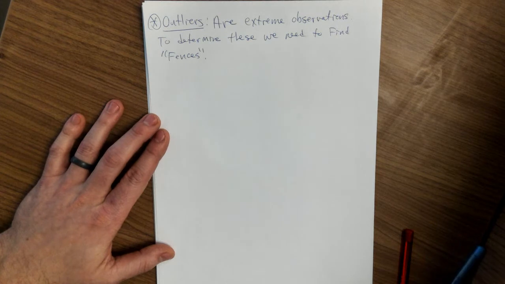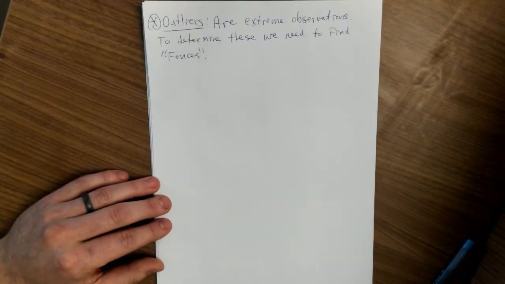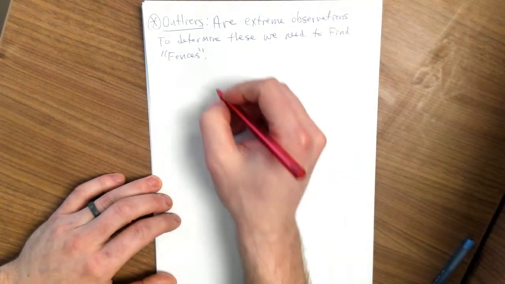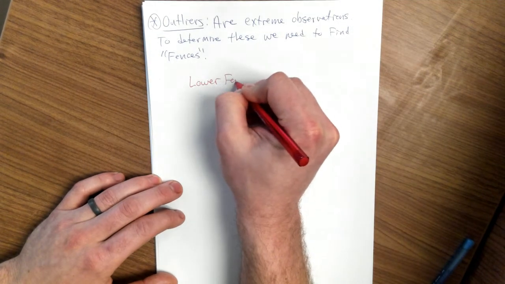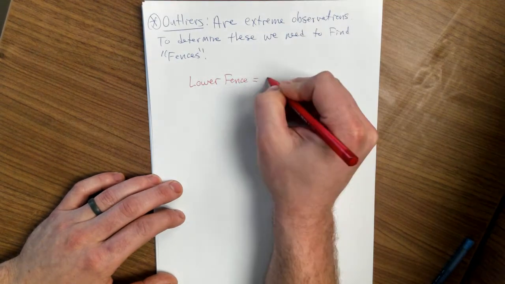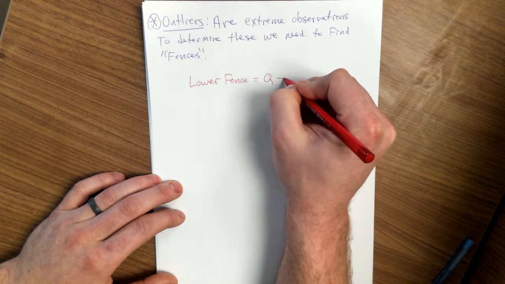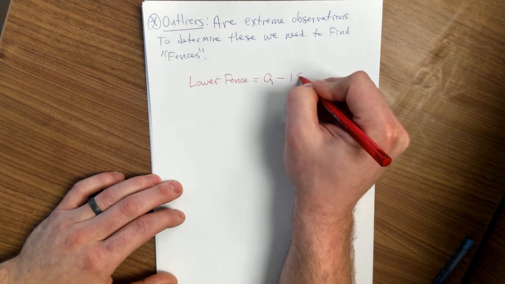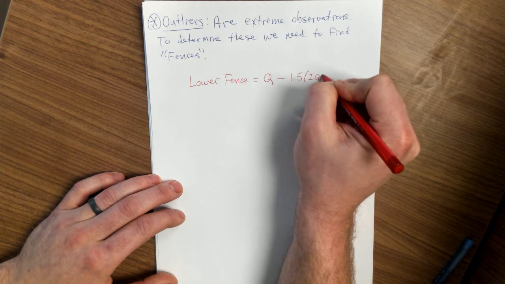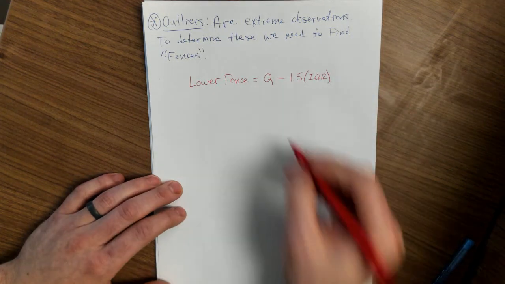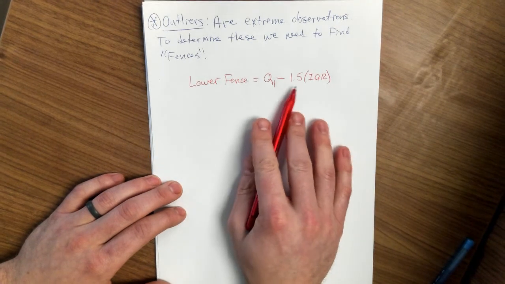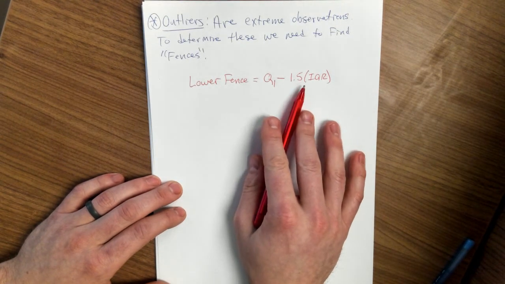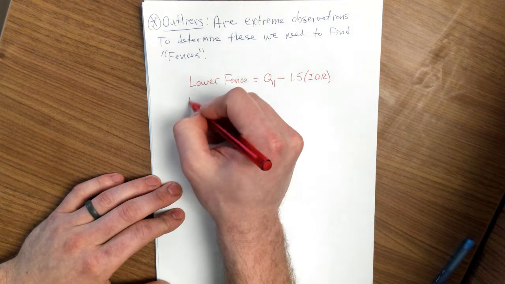Alright, and there will be two fences. We want to find a lower fence and an upper fence. So the lower fence is equal to the first quartile minus 1.5 times IQR. So a pretty simple formula. It's the first quartile, and then you want to subtract off 1.5 times IQR, and we're going to get to an example in a second.